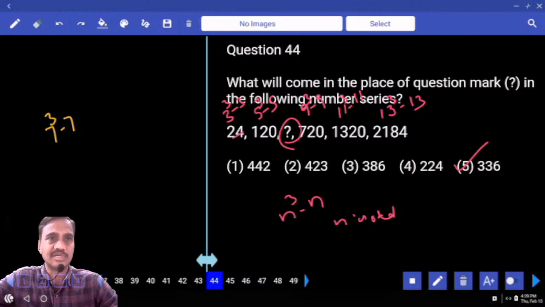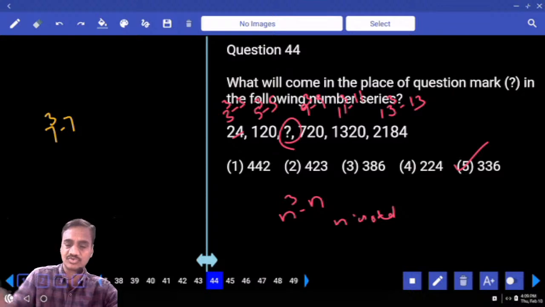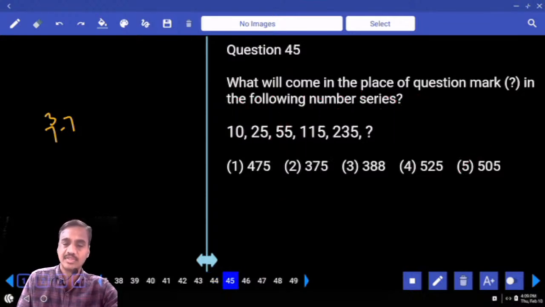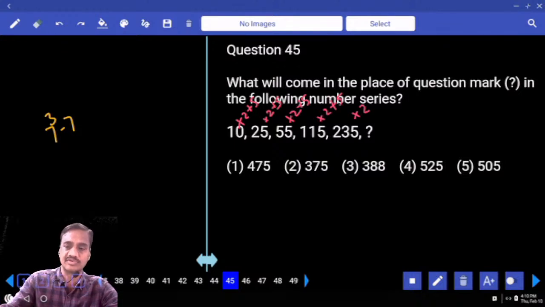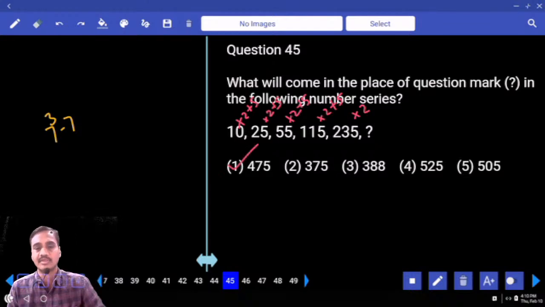The given series can be expressed as n cube minus n, where n is odd: 3 cube minus 3, 5 cube minus 5, 7 cube minus 7, 9 cube minus 9, and so on. That was question 44. Then 45: 10, 25, 55, 115, 235. What is the answer here? 10 into 2 plus 5, 25 into 2 is 50 plus 5, 55 into 2 is 110 plus 5, 115 into 2 is 230 plus 5. Now 235 into 2 is 470 plus 5, 475. Choice 1. This falls under the into 2 plus 5 combination category.